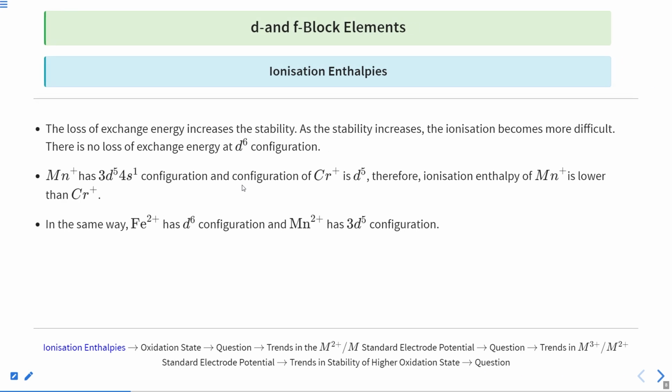Now, Mn+ has 3d5 4s1. So as we move from Mn+ to Mn2+, we will get 3d5, so it will require less ionization enthalpy. Similarly, Fe2+ has d6. As we move from Fe2+ to Fe3+, we move from d6 to d5. Clear? So for these two reasons, we see an irregular trend in Fe and Mn. And again, for Cr+, it is a d5 configuration, so we will have to give more energy to remove the electron.